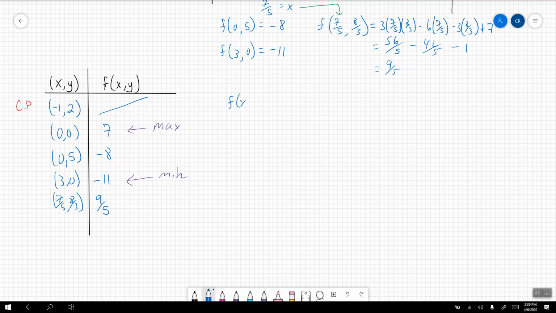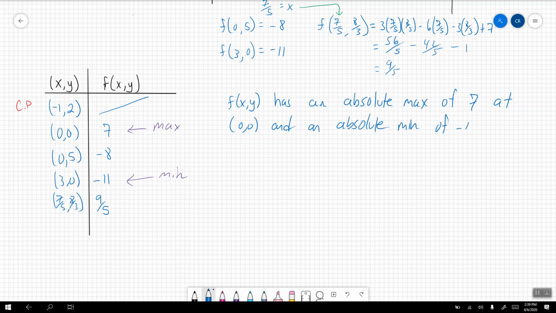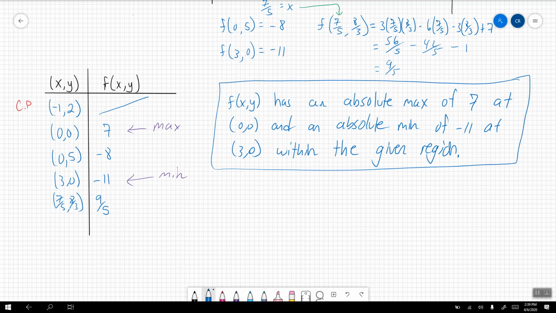So f of x, y has an absolute maximum of 7 at the point 0, 0, and an absolute min of negative 11 at the ordered pair 3, 0 within the given region. Now again, this statement is what I want to see at the end of the day. This statement just summarizes all the work that you did, and it condenses it really nice.